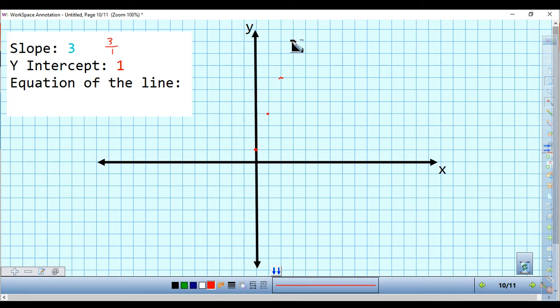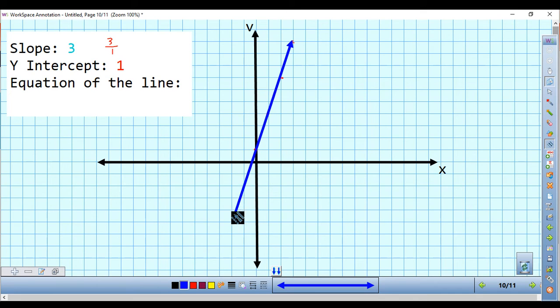Up 3 over 1. And I can continue this if I wanted to, and I can go down 3 over 1 to follow that pattern. And there you go. That's all the information that I need to graph my line. Obviously, you should use a ruler here. Mine might be slightly off. Trying to go through those points as best as I can. But there's my line graphed.